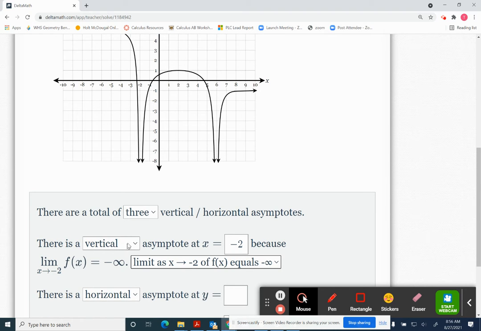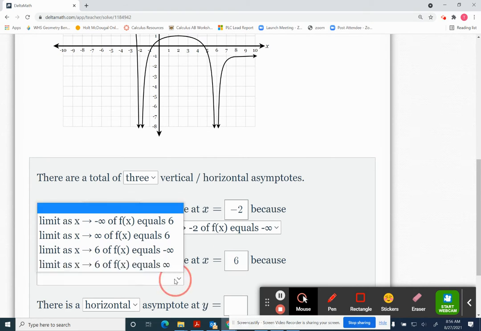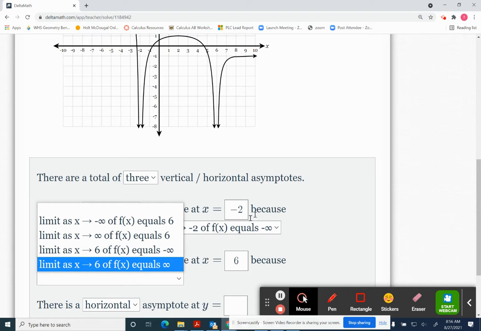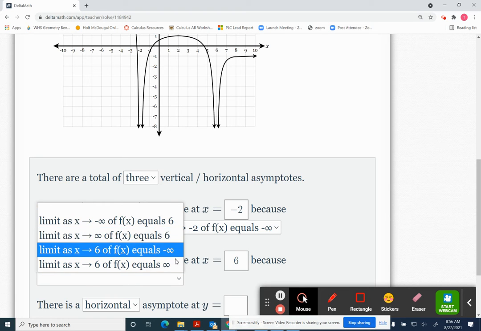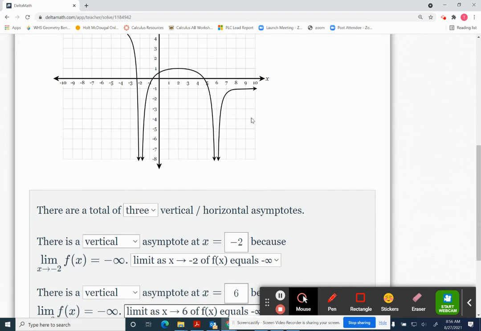It says, let's do vertical again, okay? Since we have two verticals next to each other. So where's our other vertical asymptote? 6. Very good. Because you tell me now. Which one? Okay. As x is approaching to 6 equals -infinity. Very good. Excellent.